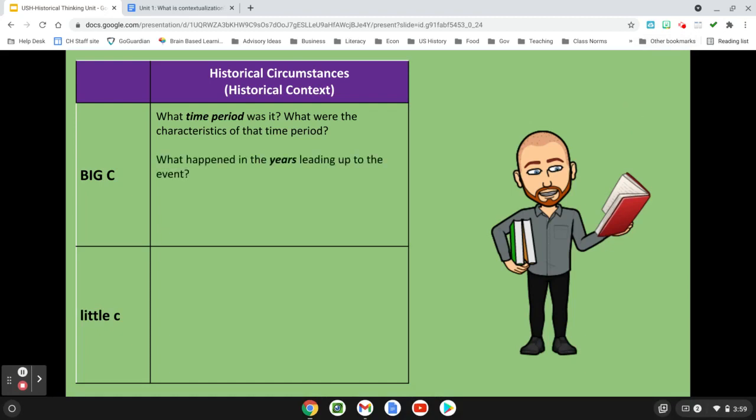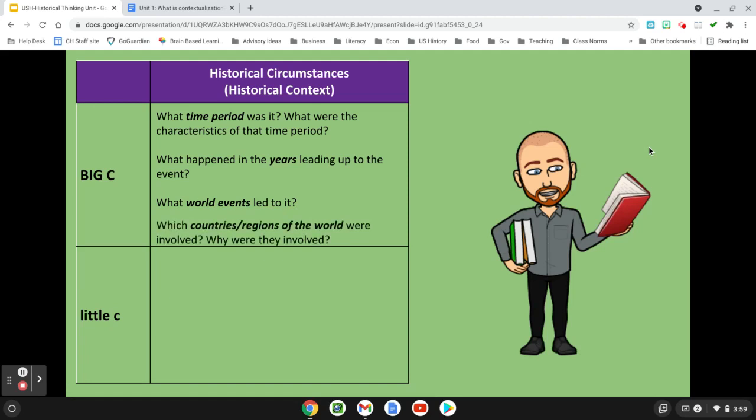The second question is, what happened in the years leading up to the event? If we're looking at the start of the Civil War, what were some of the big factors that led to this fight happening in the first place? That's something we're going to take a look at in a future unit. What world events led to it? This helps us consider a bigger picture of what's going on instead of just a small localized region.